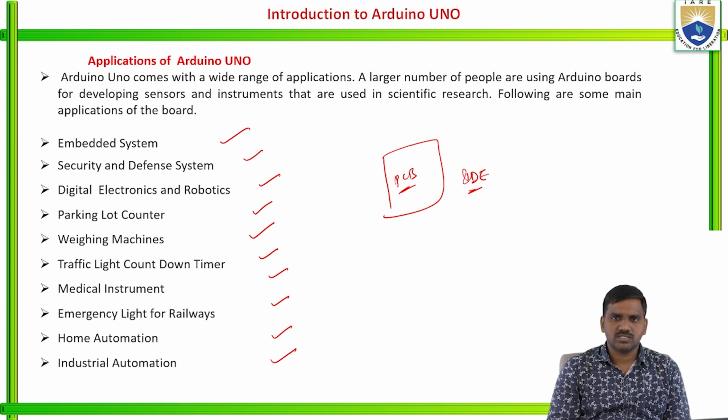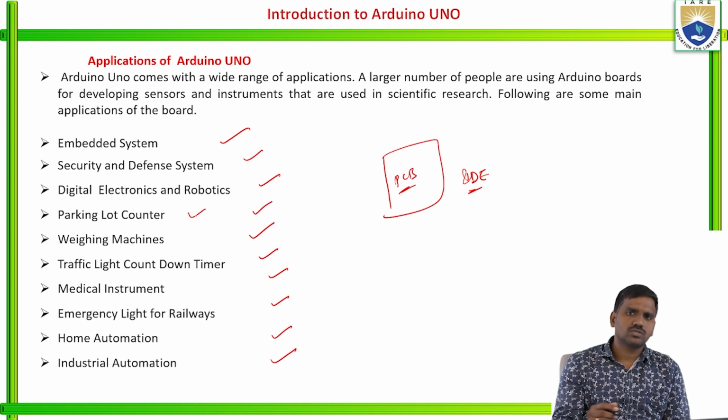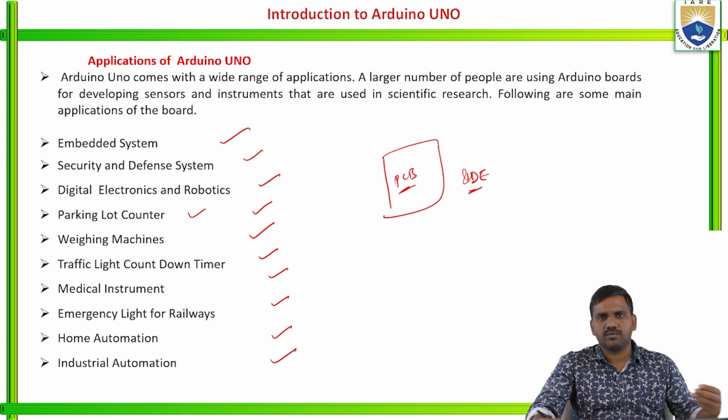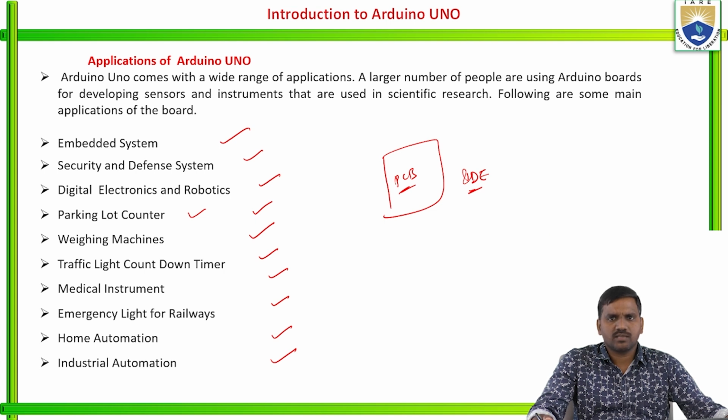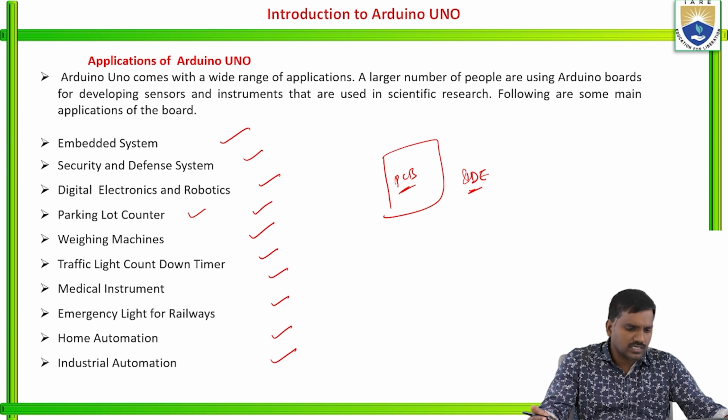And digital electronics and robotic systems. In robotics also there is a huge mandatory application of Arduino, depending on the application. An automatic robot is nothing but automatic function. The robot can itself do specific functions that are implemented with the Arduino Uno. And parking lot counter. There is a complex or very big building, and in that there is a parking place. Before going there, it can count how many cars are parked in the area, and whether there is any space for parking or not. It counts the number of vehicles and sends the information to the person. So that is the parking lot counter.